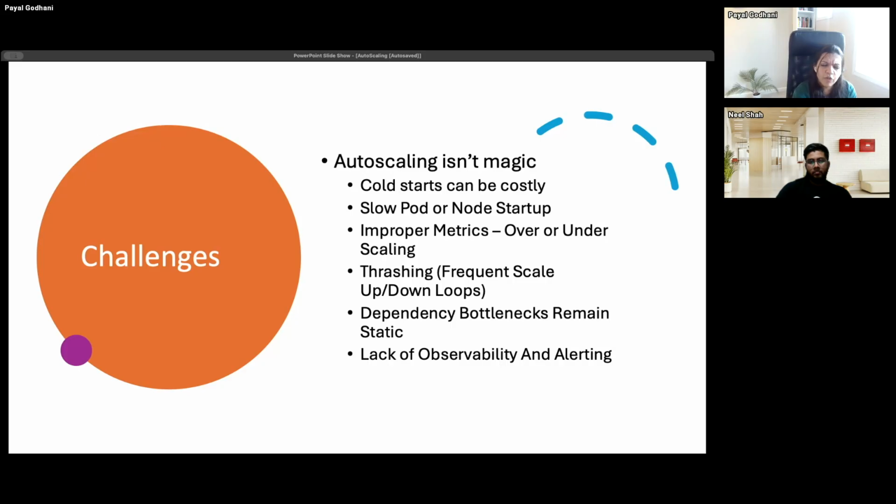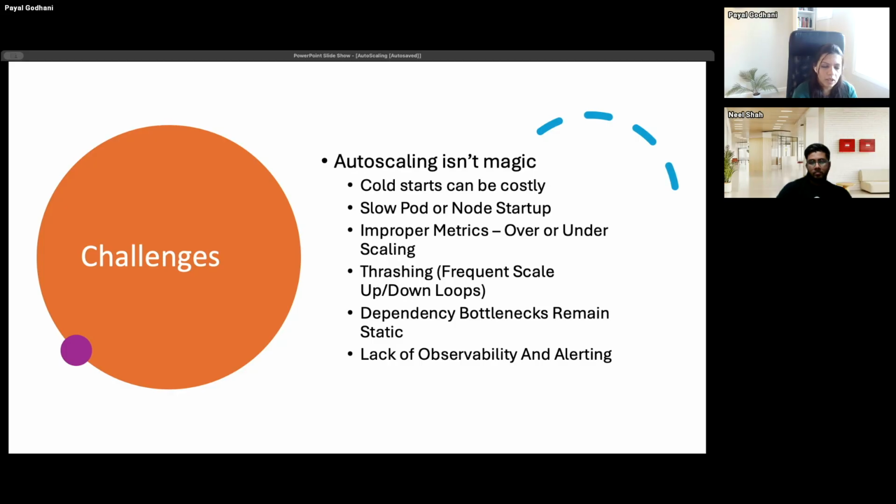Then thrashing. If your auto scaling configurations are too sensitive, like you keep on scaling up and down every 2 seconds, then you would hurt yourself more than benefit from auto scaling, right?